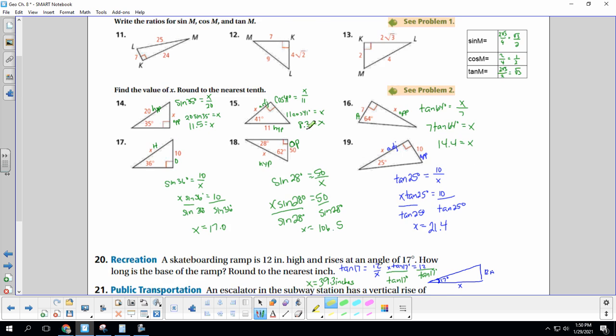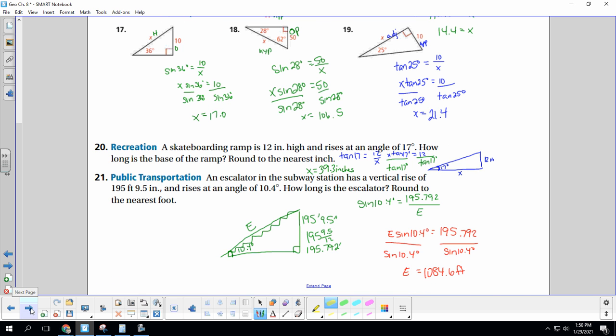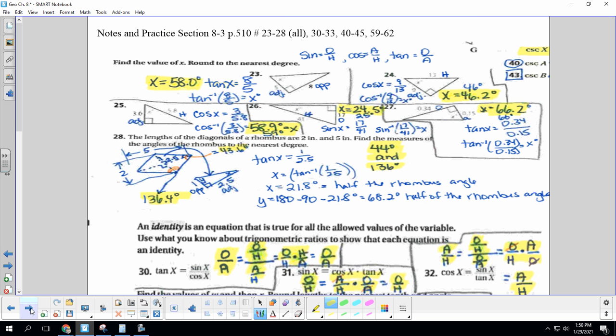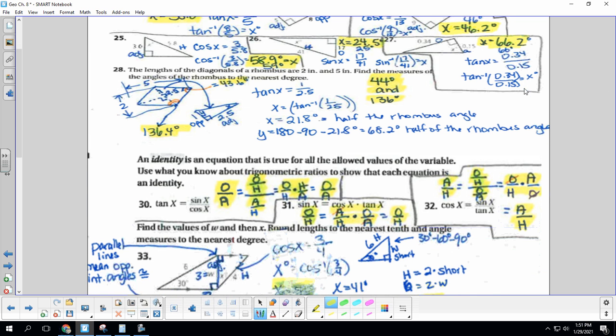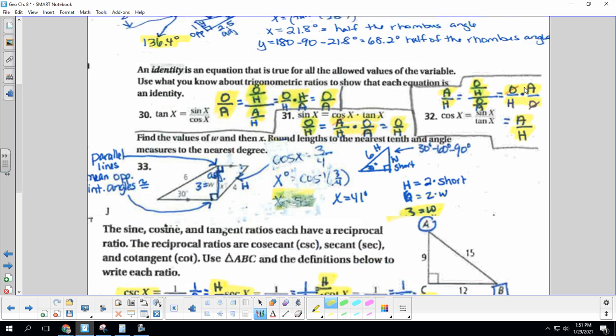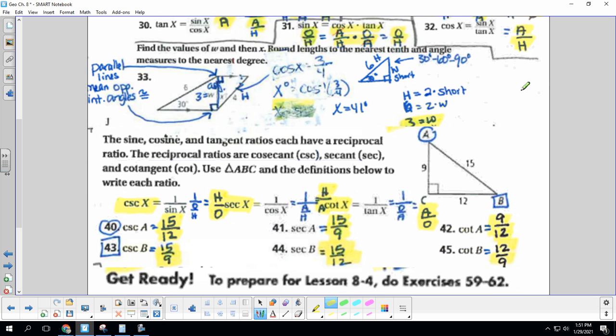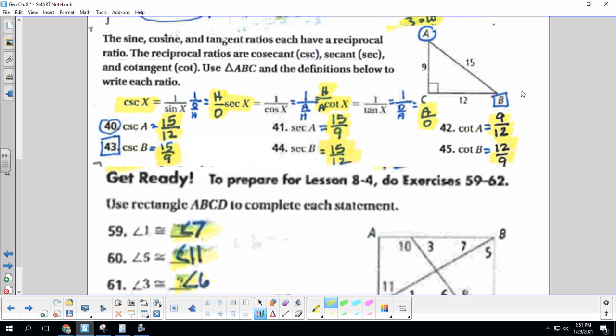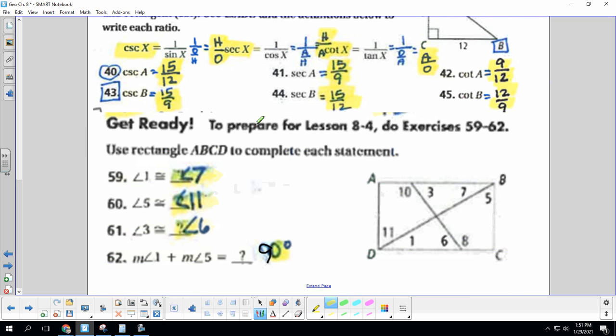Okay, so this is the answers from the previous 8.3 assignments. This is the answers from the current 8.3, part 2 assignment. So go ahead and pause, check your answers. And make sure you do it right the first time.